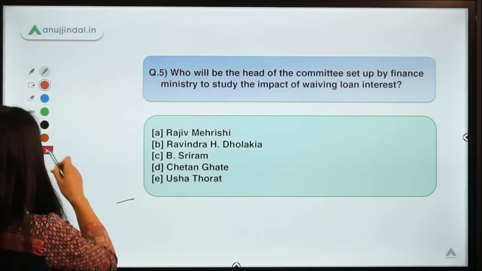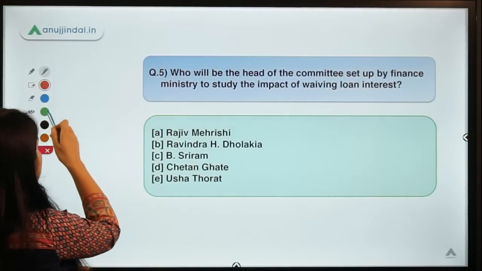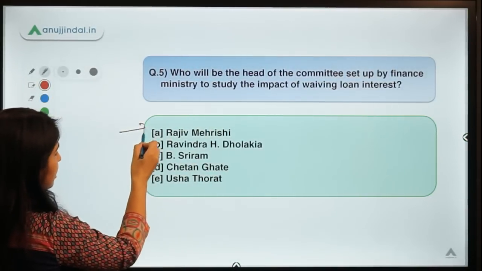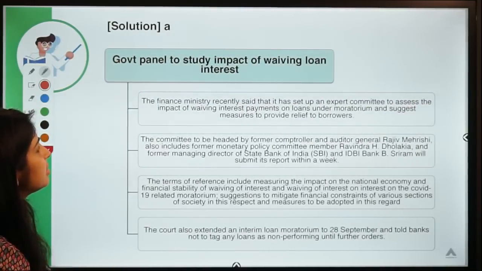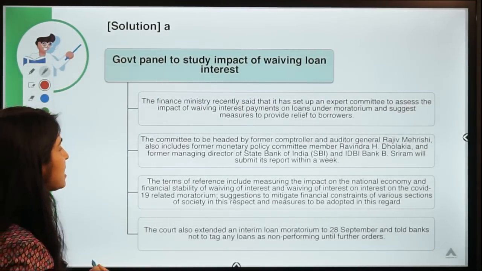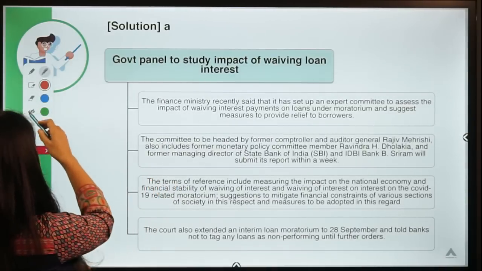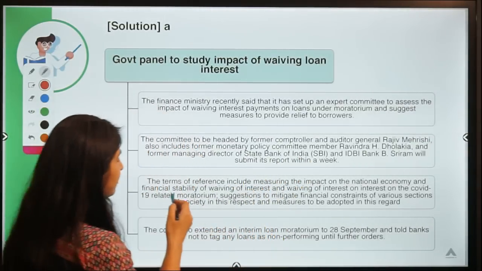Let's see the answer. And the correct option for this question is A. So a very simple question. The correct answer is Rajiv Maharishi, who is going to be the head. Okay. Here you can see, an expert panel is set up to assess the impacts. And it is going to be headed by a former Comptroller and Auditor General, Rajiv Maharishi.